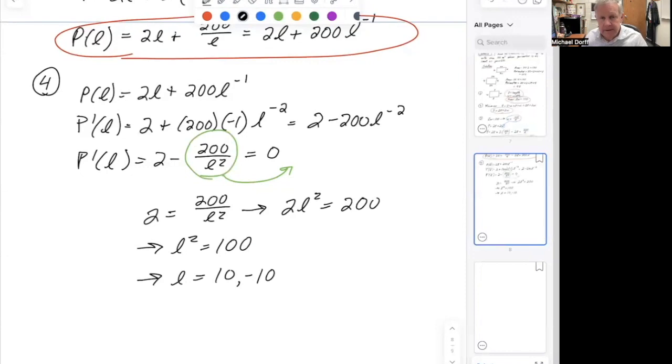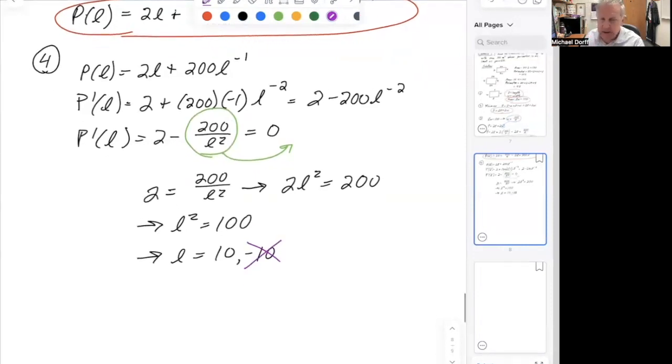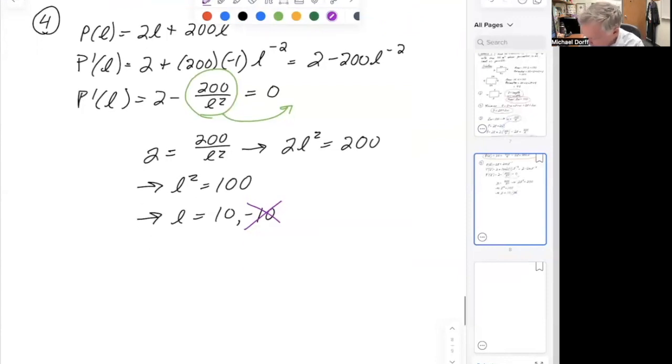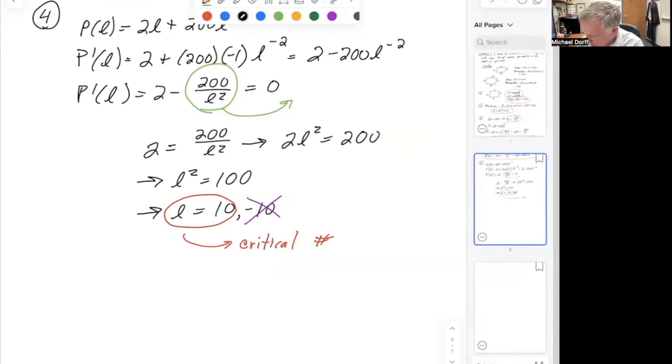However, this is a problem where I'm working with lengths, and so the -10 is not something we want to consider. It's still a critical number for this function, but because we're dealing with real lengths, we don't want a negative length. So L equals 10 is the critical number that I'm going to look at, and it's the only one I'm going to look at. All right.